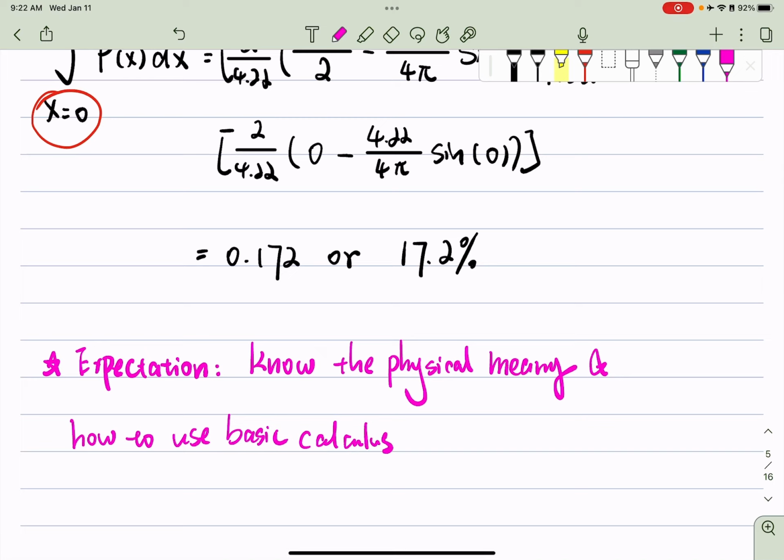So don't be afraid of calculus, of seeing these integrals and derivatives. They're just there to help you understand.